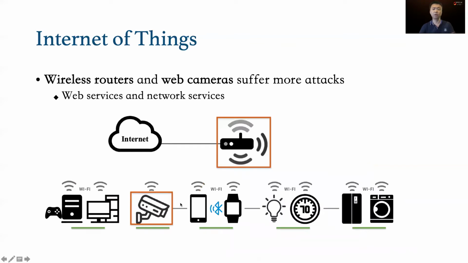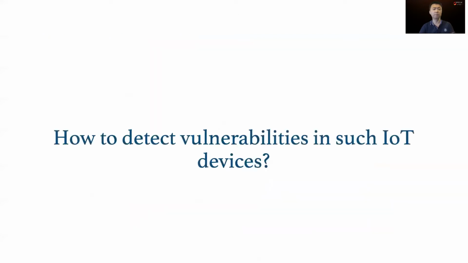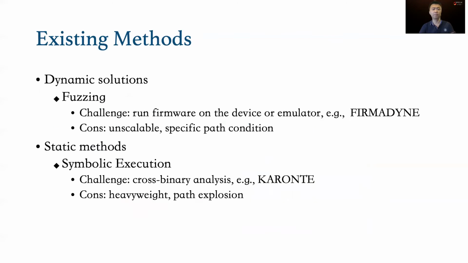In particular, wireless routers and web cameras suffer more attacks because they are usually connected to the internet and have weaknesses at many border surfaces. So how do we detect vulnerabilities in such IoT devices?